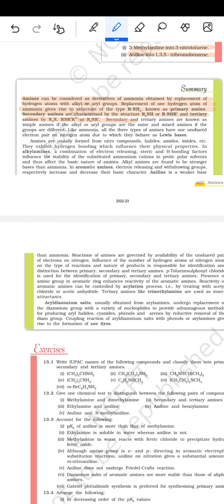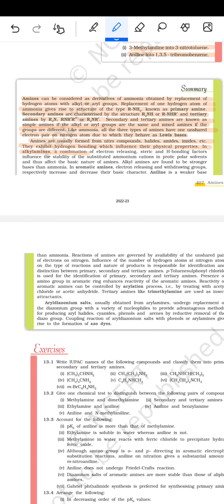RNR'R'' or the R2NR'. Secondary and the tertiary amines are known as the simple amines if the alkyl or the aryl groups are the same, and mixed amines if the groups are different. Like ammonia, all the three types of the amines have one unshared electron pair on the nitrogen atom due to which they behave as the Lewis bases. Amines are usually formed from the nitro compounds, halides, amides, etc. They exhibit hydrogen bonding which influences their physical properties.